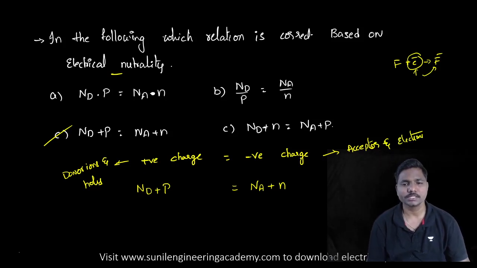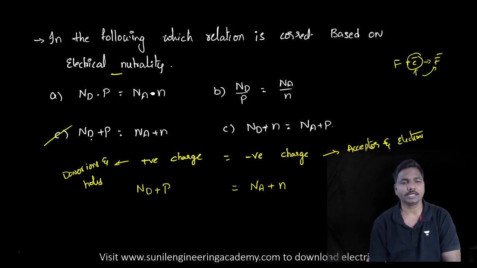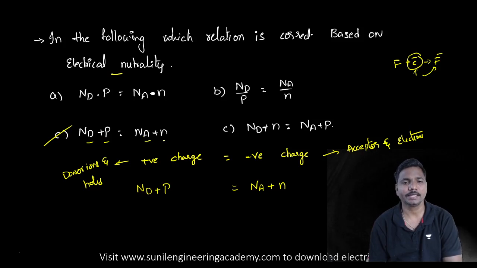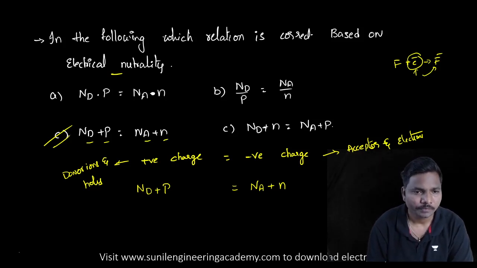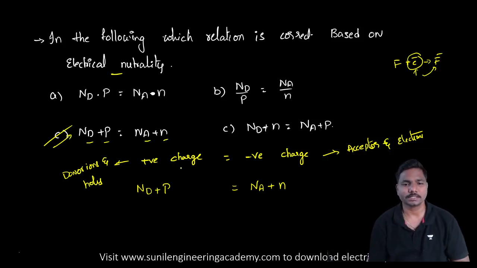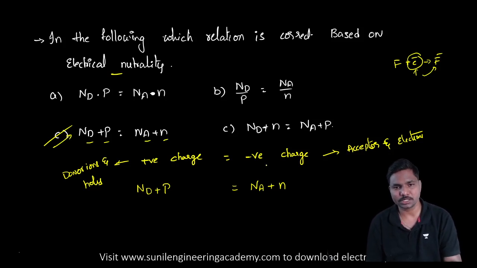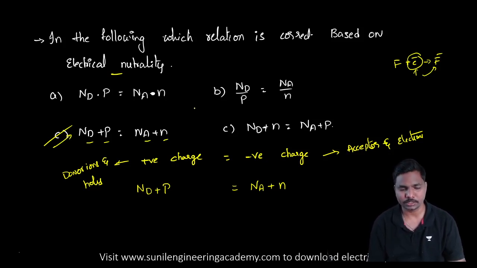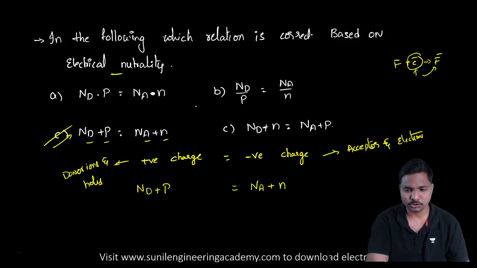So positive charge is equal to negative charge. Donor ions are positive charge and also holes are positive charge. Acceptors and electrons are negative charge. So LHS is equal to RHS, that is positive charge is equal to negative charge. So hence that is electrically neutral. Okay. Coming to the next question.